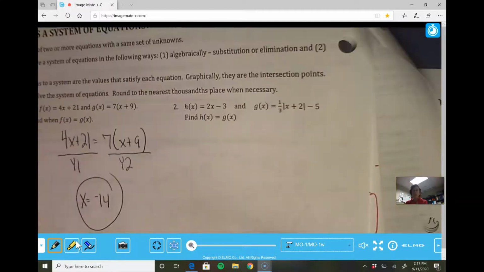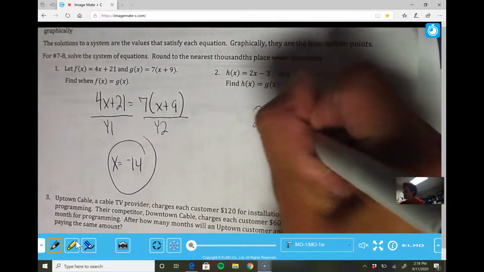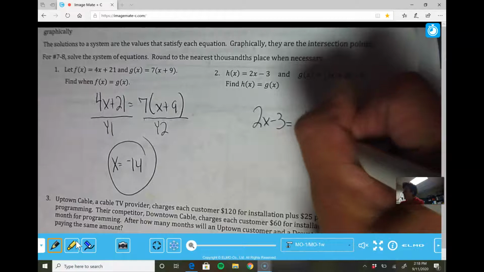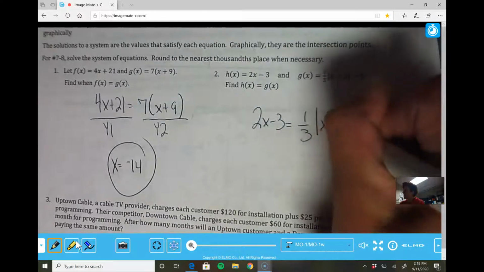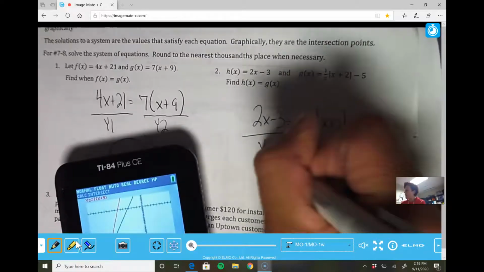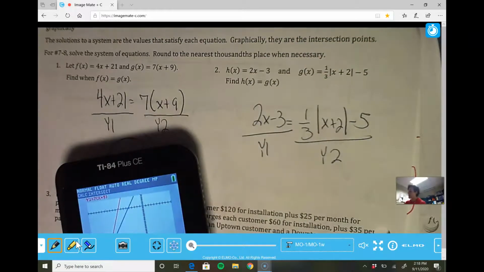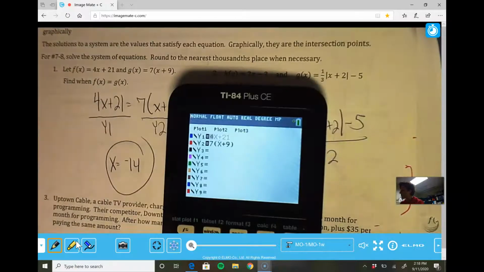So let's try another one. I'm going to have this one and this one. So it's saying that h of x equals g of x. And I'm going to go back to my y equals. One side will be y1 and one side will be y2. Again, the whole purpose of this is to use the graphing calculator. So I'm going to clear these out.